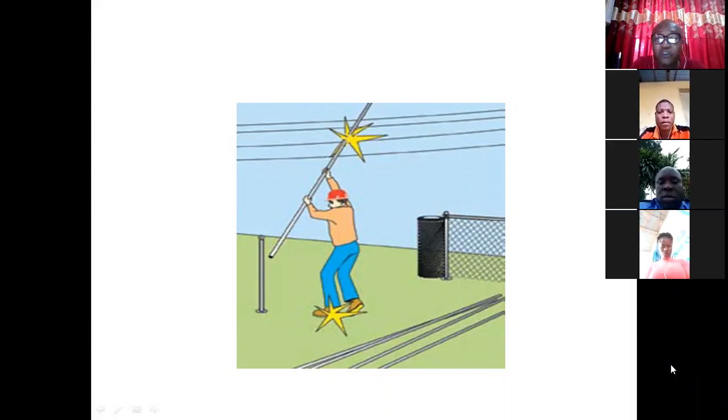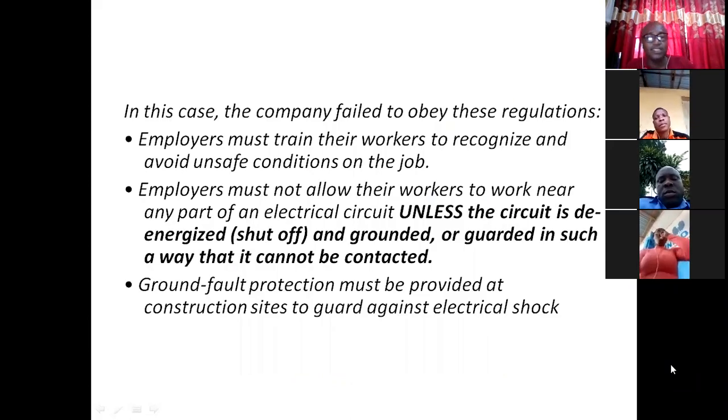So it is important for us to always what? Recognize our environment, identify the hazard, recognize it, evaluate it, and what? Control it. The man's inability to identify and recognize this thing caused what? Death. In this case, the company failed to obey rules.